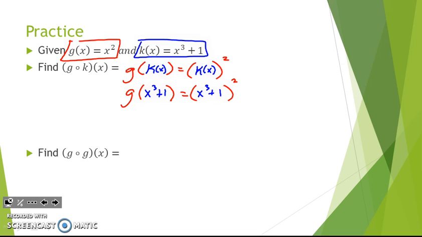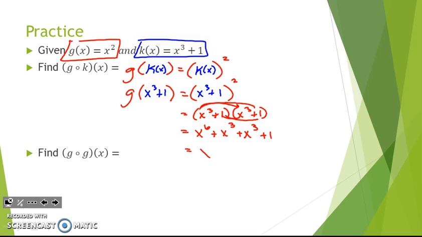Okay, so now I'm going to go through and solve this. Well, the first thing is if I've got an x cubed plus 1 squared, that's an x cubed plus 1 times an x cubed plus 1. So we're going to FOIL. x cubed times x cubed is going to give me an x to the 6th. x cubed times 1 gives me a plus x cubed. 1 times x cubed gives me a plus x cubed. 1 times 1 gives me a 1. So I end up with x to the 6th plus 2x cubed plus 1. And that is g open circle k of x.